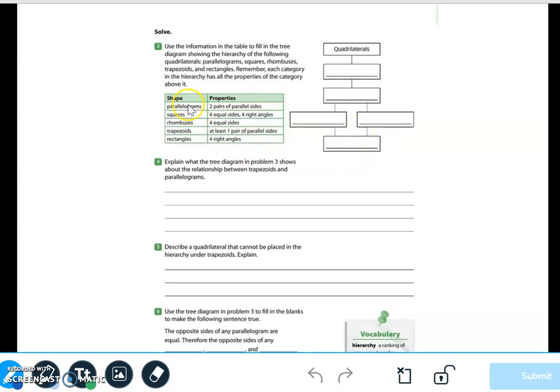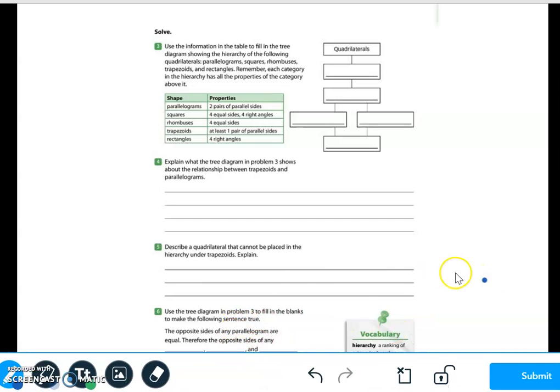So take your time. Let's read through our properties and see if you can fill this chart in on your own. After, let's move to 4. It says explain what the tree diagram in problem 3 shows about the relationship between our trapezoids and our parallelogram. 5 says describe a quadrilateral that cannot be placed in the hierarchy under the trapezoids. In 6, it says use the tree diagram in problem 3 to fill in the blank to make the following statements true. You should be able to see them on your own page.